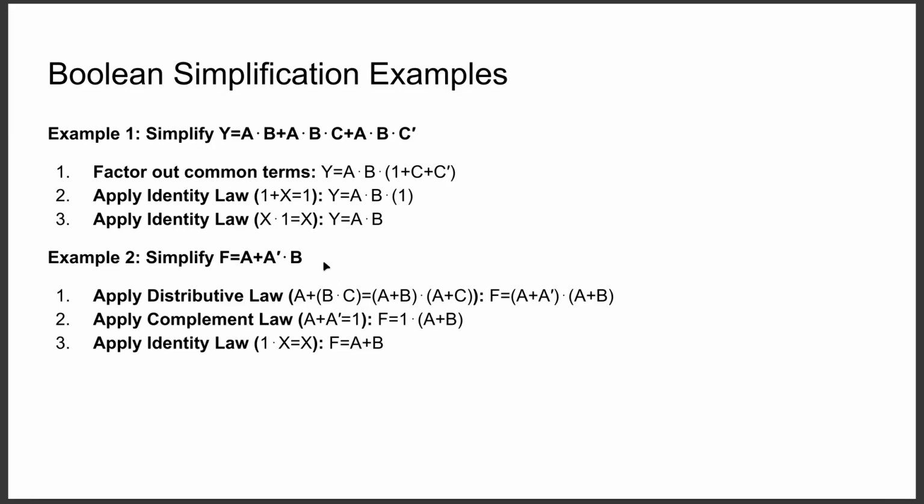Simplify f is equal to a or a prime and b. So we first apply the distributive law to get f equal to a or a prime and a or b. Applying the complement law, we get f is equal to 1 and a or b. And we finally get f is equal to a or b.